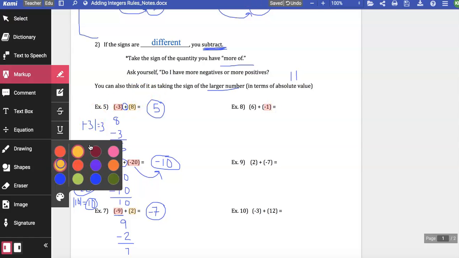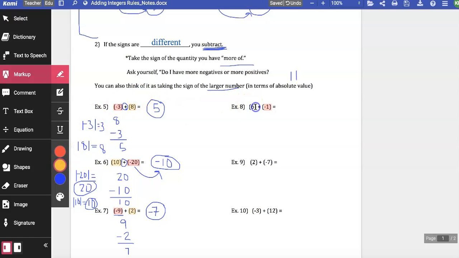Example 8, I go to my highlighter and I'll mark my negative value, -1, and then my positive value, +6. When the signs are different, we have a positive number and a negative number. Signs are different, you subtract.